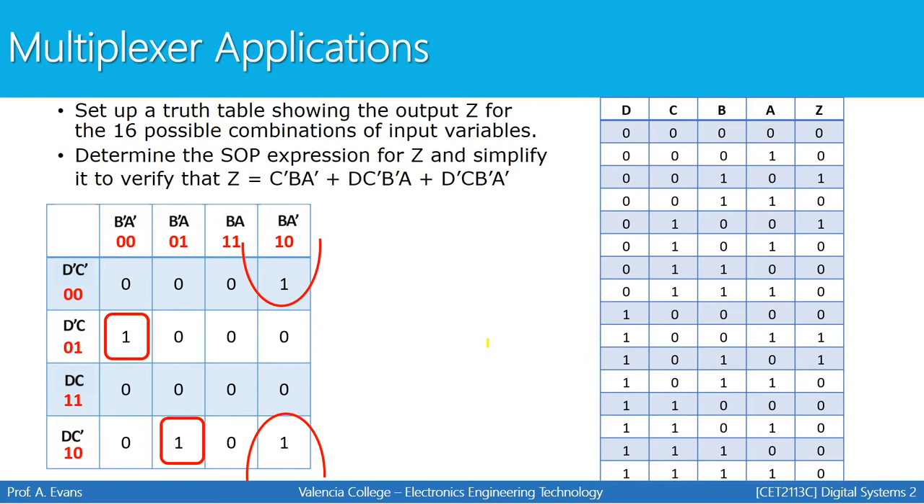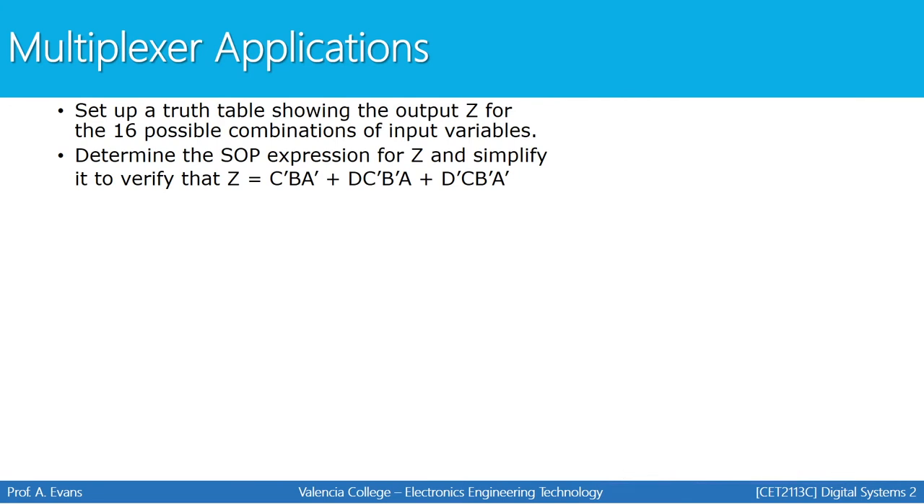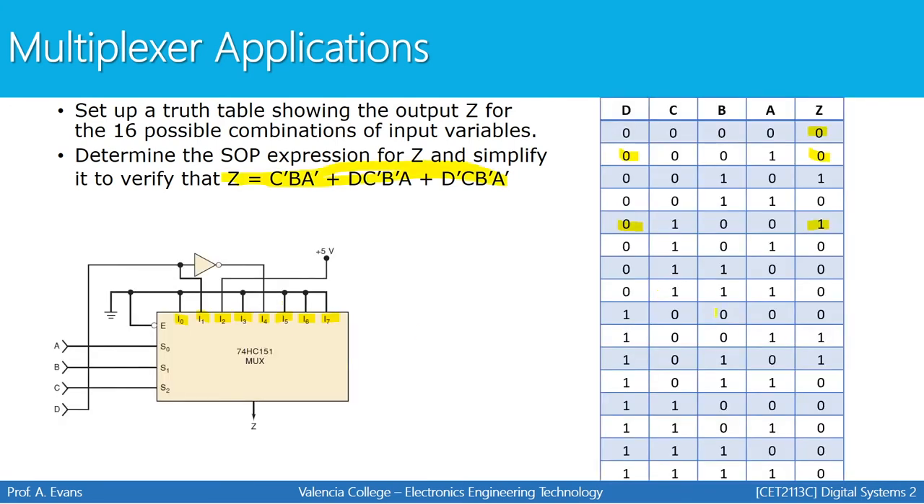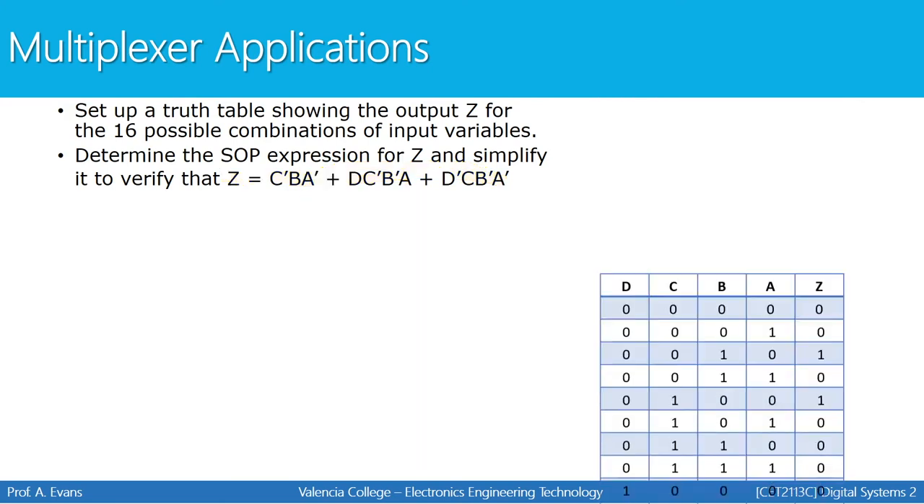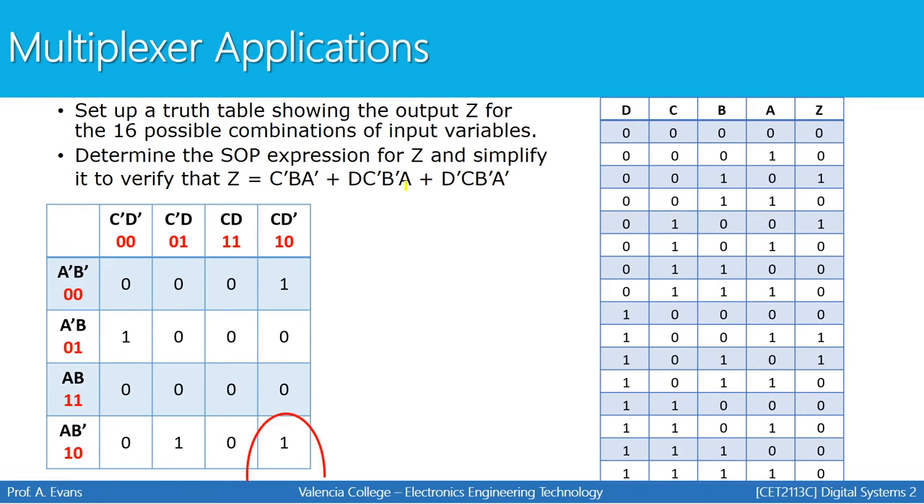So by taking the circuit that was given, creating a truth table, taking that truth table and creating a K-map and getting the same expression, we verified that this circuit will implement this expression using the MUX.